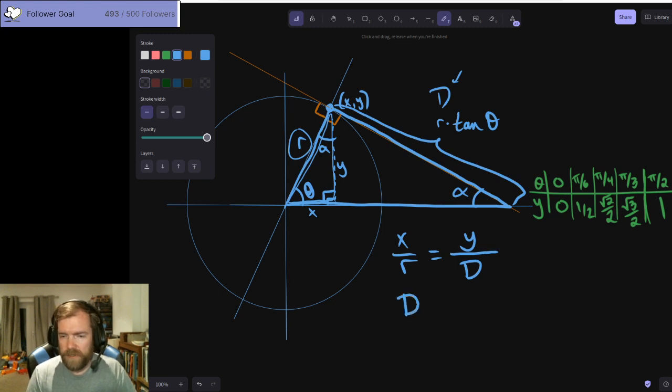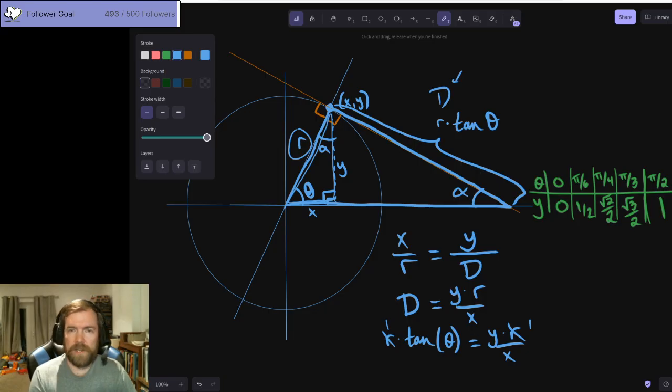So our d here is going to be equal to y times r over x. D we already said was r tangent of theta, which is y r over x. So we can get rid of the r's, and the tangent of theta is going to be y over x.